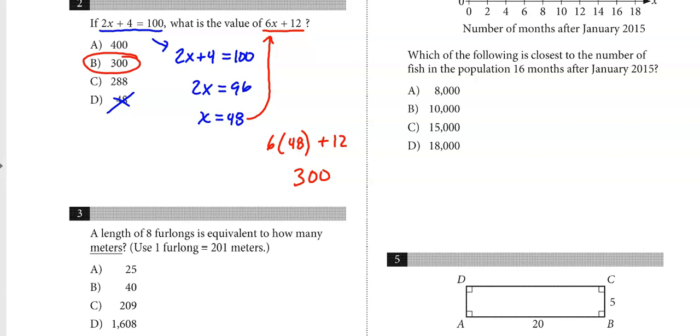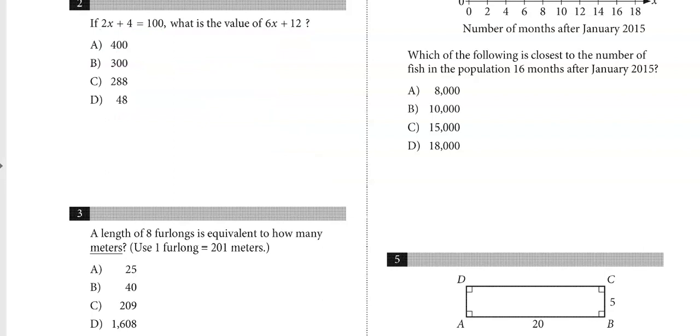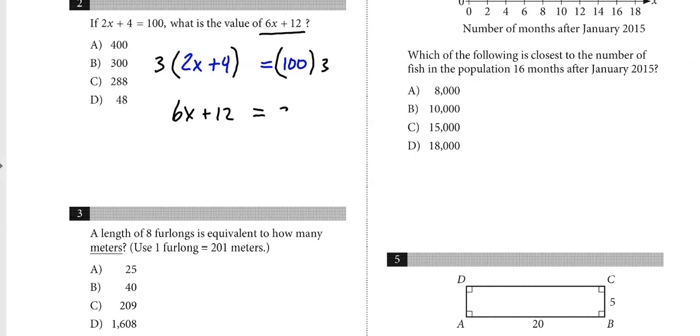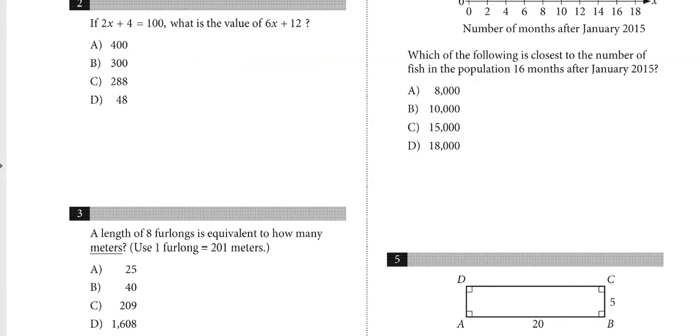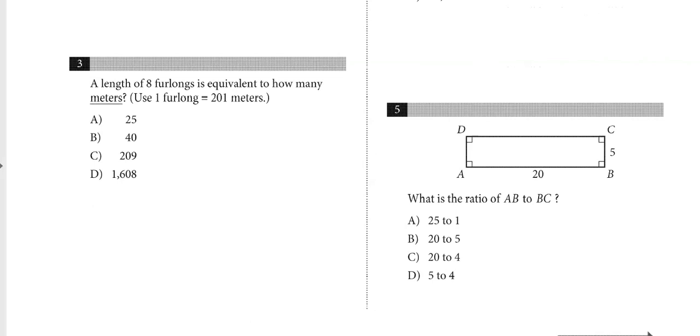Now that was longer than necessary because if you notice, there is a shortcut. There often is when it's these if-then type of things. So if 2x plus 4 equals 100, notice that this expression right here is just 3 of these. That would give me 6x plus 12. And if you times the left by 3, you got to times the right by 3. And you'd find out the answer a little bit quicker. So either way is fine. If you're really trying to get that high score, you need to save time when available. So use that shortcut.